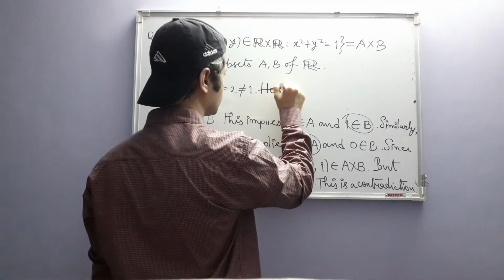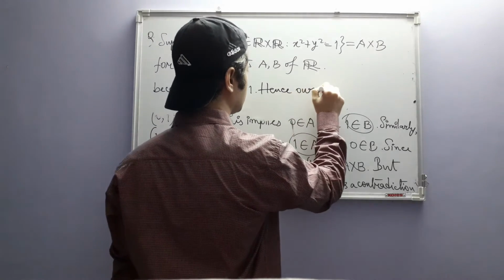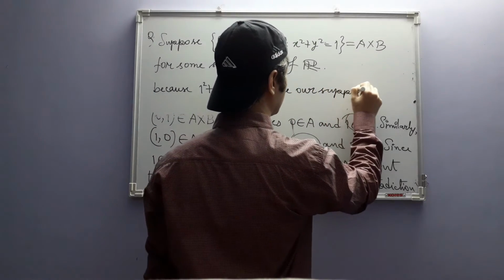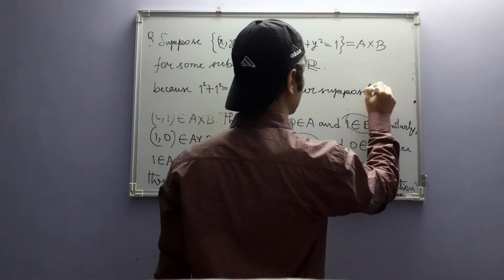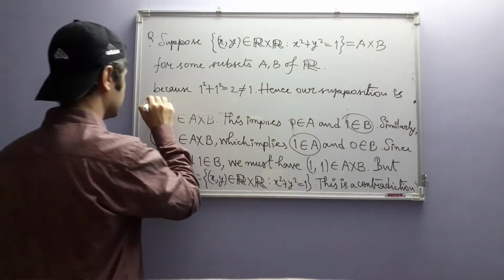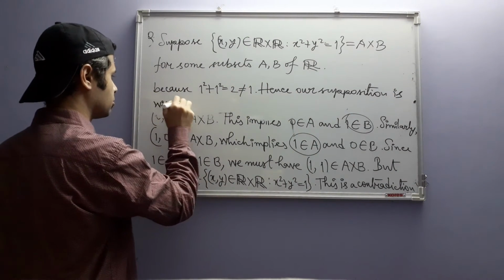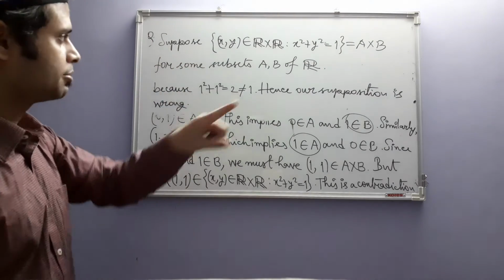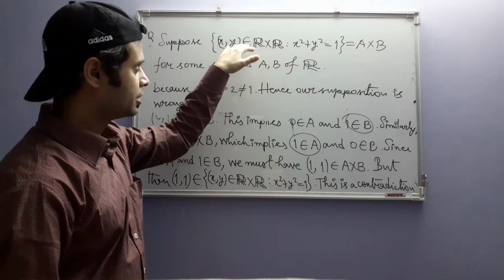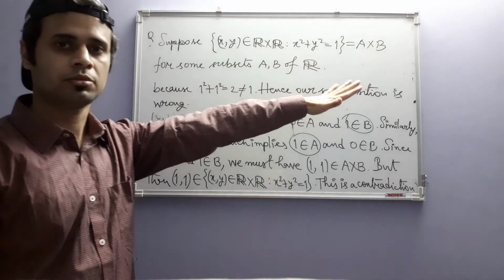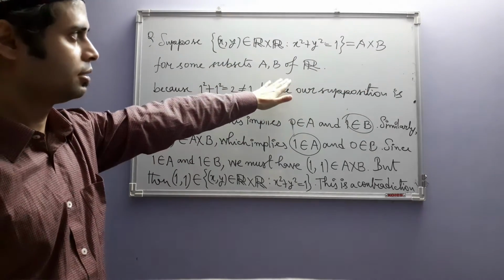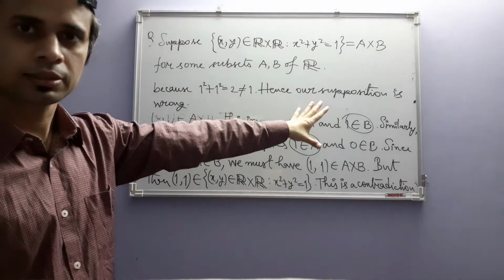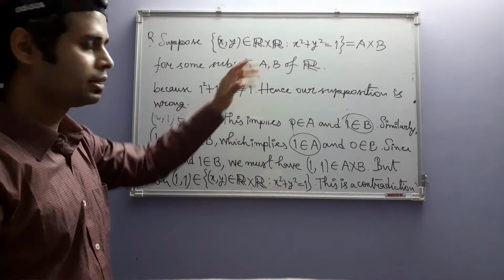Hence, our supposition is wrong. What was our supposition? We supposed that this set can be written as a Cartesian product of two subsets of R. So it cannot be written as a Cartesian product of two subsets of R, and that's what we have to show.